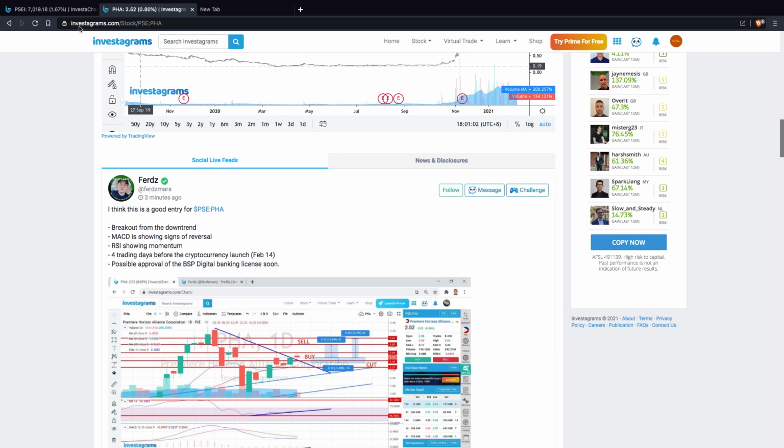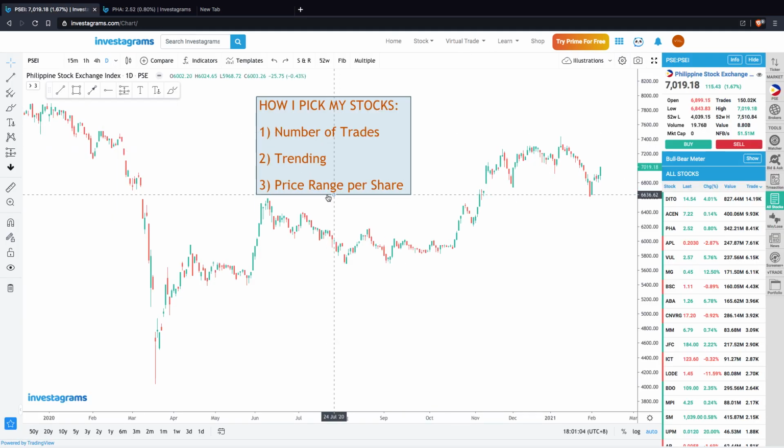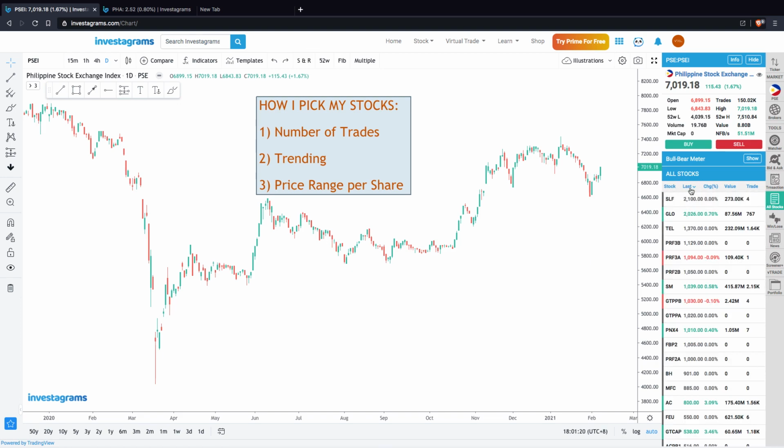And up next, we have our third thing that I look at specifically. So what do I mean by price range per share? So in all of the stocks that are listed on PSE, you have the last price that it closed at.